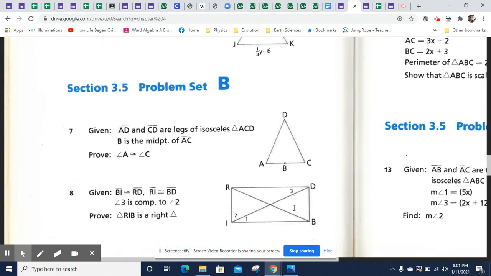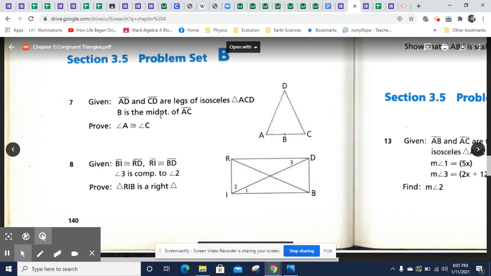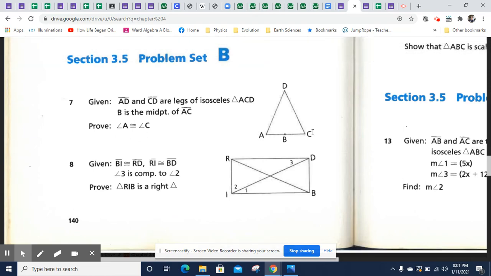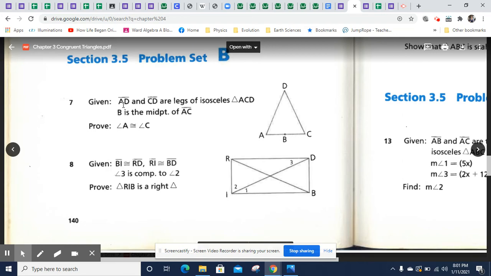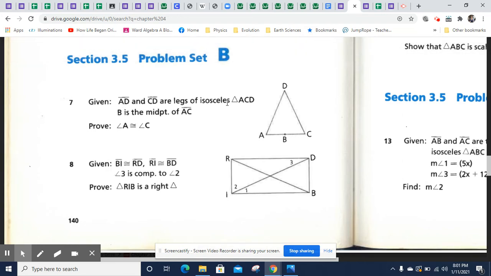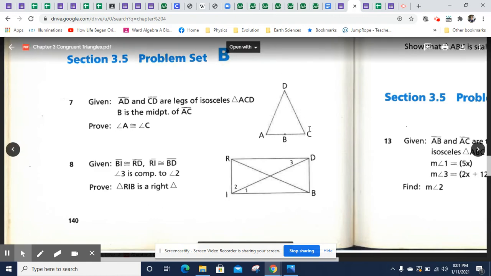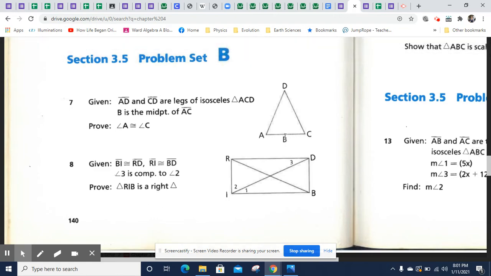Now, let's take a look at some of these ones from set B. So number 7, I'm just going to give you hints. We're trying to prove that A is congruent to C. Okay. And we know AD and CD are legs of an isosceles triangle. Okay, so those are legs. B is the midpoint of AC.